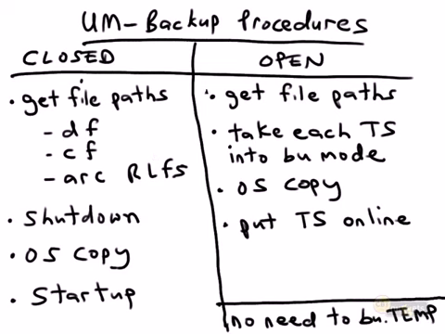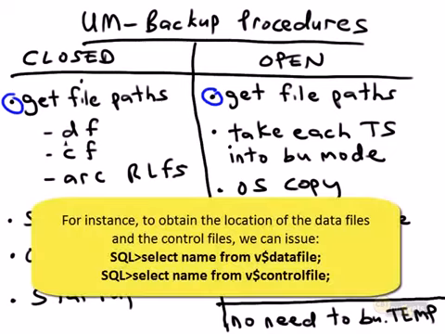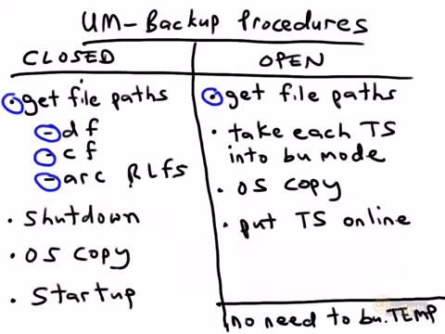First thing we're going to want to do is make sure we have our file paths for the database assets we want to back up. And those database assets are going to be, obviously, all of your data files, your control files, and your archived redo log files. Now you'll see in the lower right, I have a parenthetical note that says no need to back up temp objects. You'll see in your exam objectives that you need to know how to back up temp files and the password file.